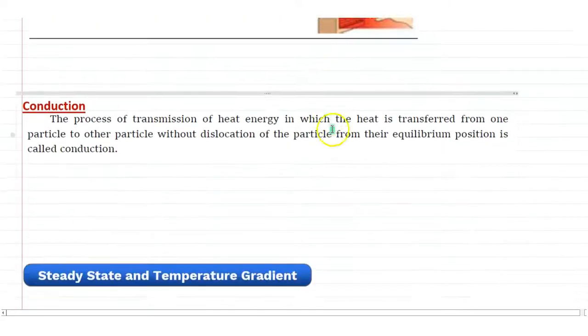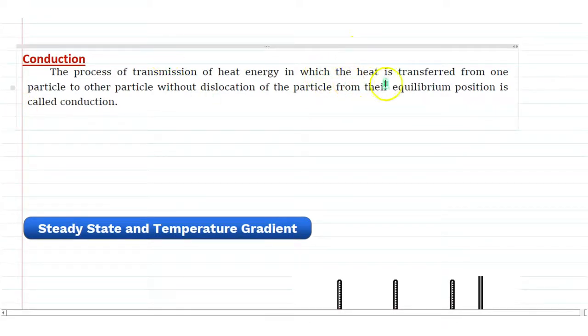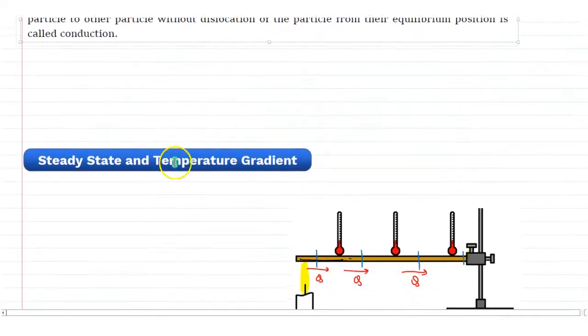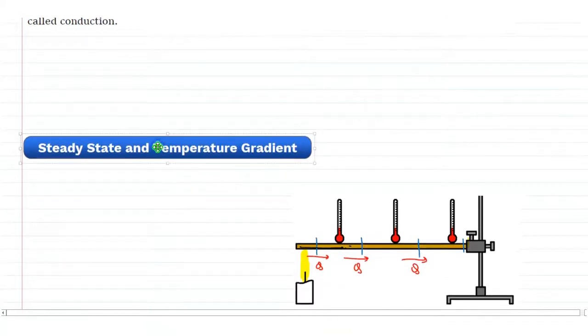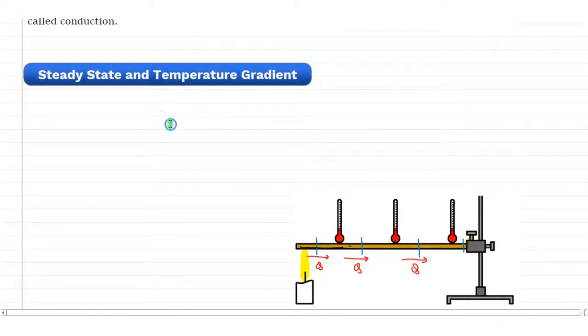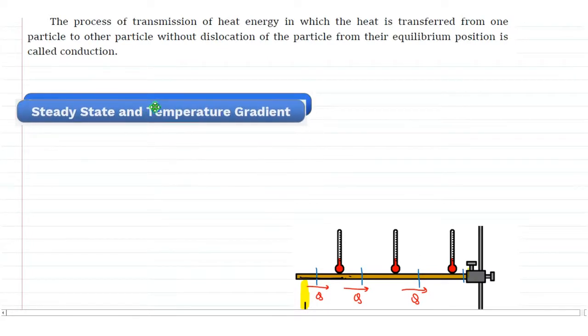Conduction. Now we will discuss the process of conduction, the process of transmission of heat energy in which the heat is transferred from one particle to another particle without dislocation of particles from their equilibrium position. This is important: without dislocation of particles. For conduction we have to understand steady state and temperature gradient.